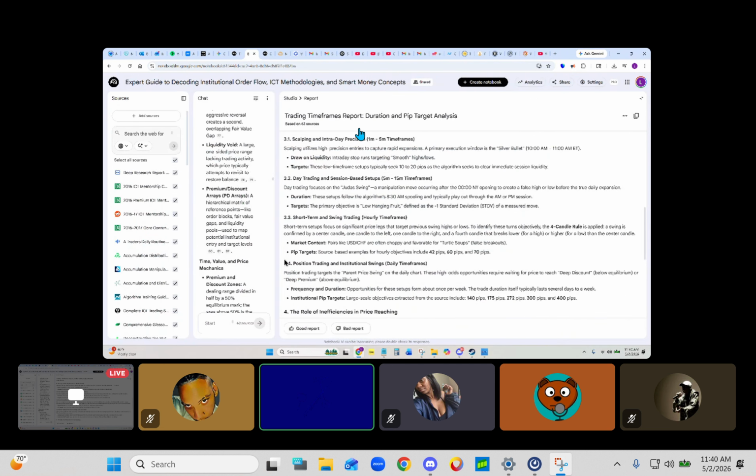So next we have the pip target source-based examples for hourly objectives, which include 42 pips, 60 pips, and 70 pips. The trade that you guys saw that I posted inside of the wins and losses yesterday was about 89, almost 90 pips. I was going for 100 and some odd pips, and it popped me out of that position, and it was going on for a few days. So that makes sense.